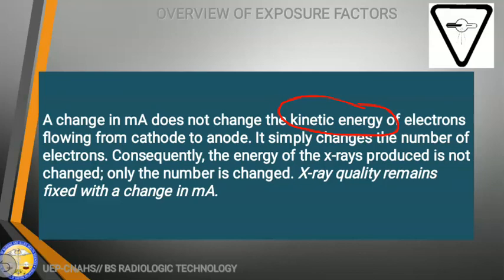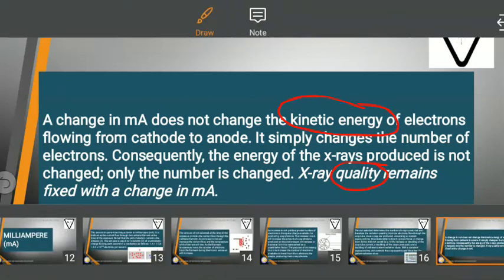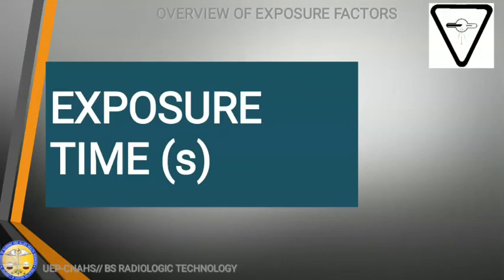Okay, so X-ray quality remains fixed with change in MA. Kasi hindi niya makokontrol si quality. Si quantity yung kinokontrol niya. However, si KVP pwede niyang makontrol yung dalawa due to very good scatter radiation. Next. Galing talaga ng mga BSRT2 students.